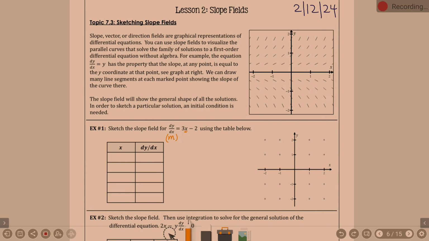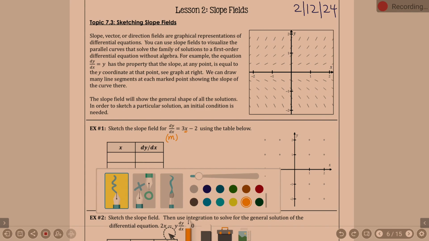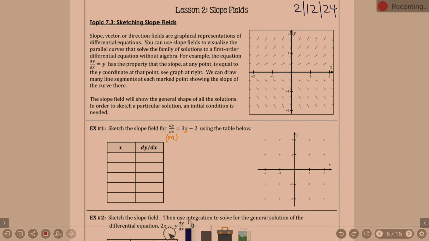So what x values do we have on this graph? I really only need to talk about -2, -1, 0, 1, 2. Let's find dy/dx for each of these, and we'll talk about the graph. If we put in -2, 3 times -2 minus 2. Put in -1, 3 times -1 minus 2. 3 times 0 minus 2. 3 times 1 minus 2. 3 times 2 minus 2. I'm just plugging into the equation.